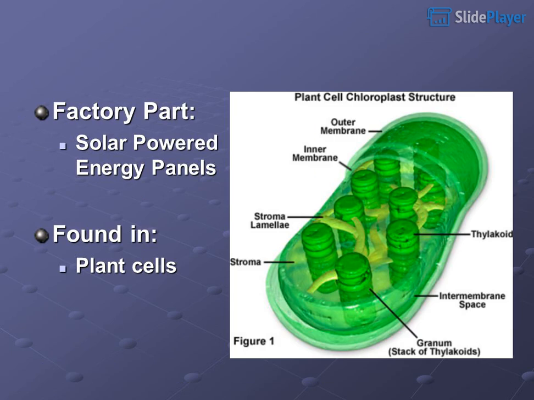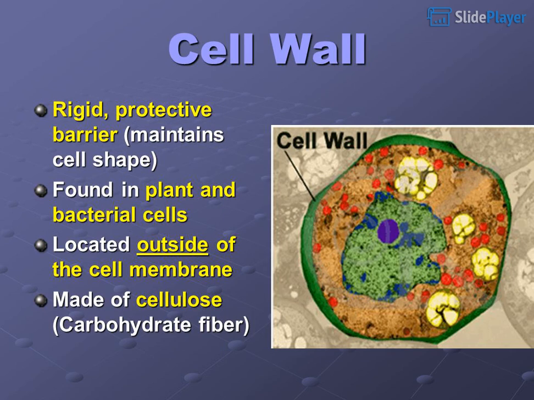Factory part: solar-powered energy panels. The cell wall is a rigid, protective barrier that maintains cell shape. It is found in plant and bacterial cells, located outside of the cell membrane, and made of cellulose, a carbohydrate fiber.